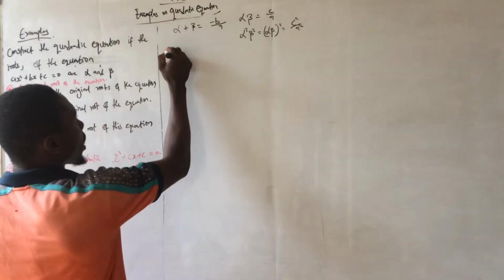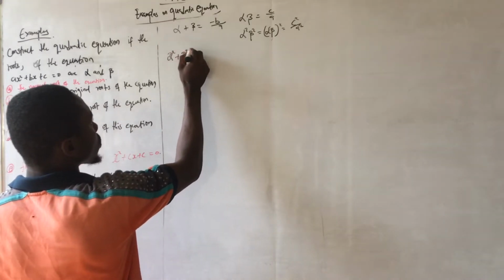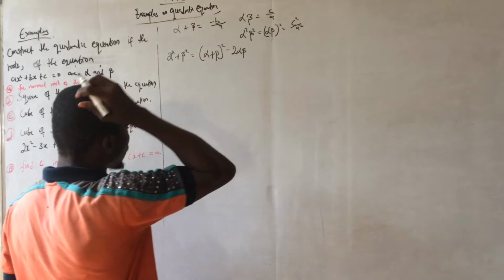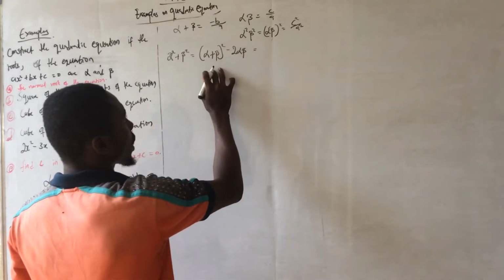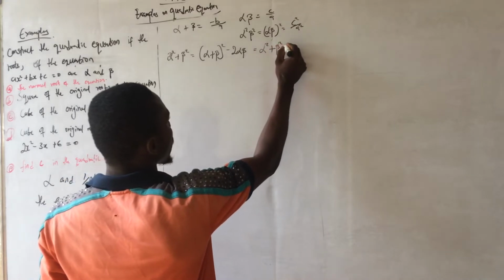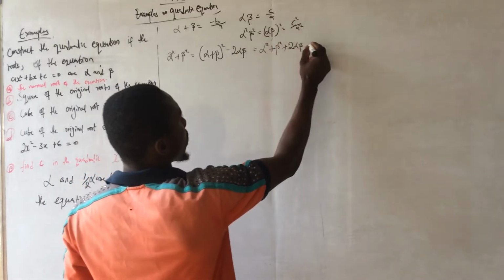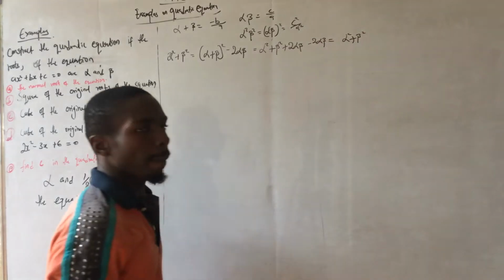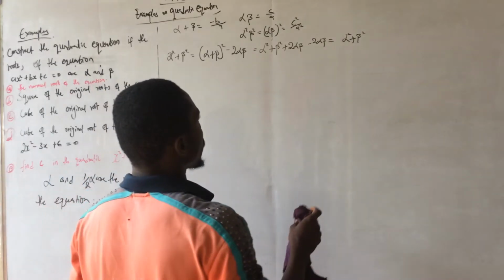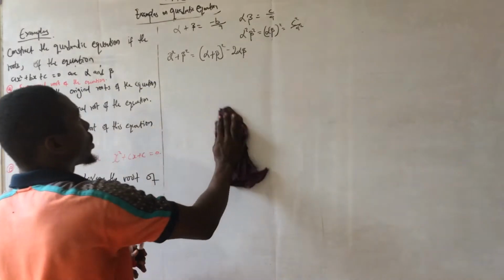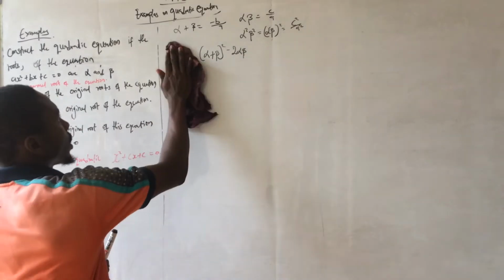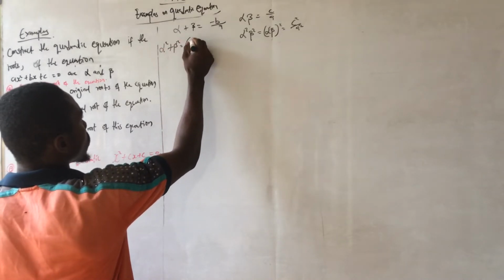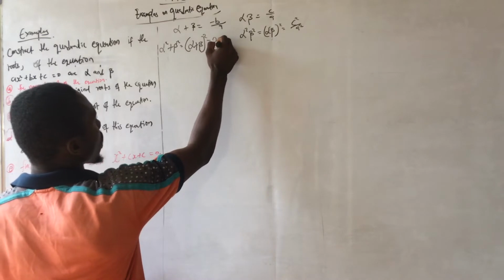Because I know that alpha squared plus beta squared is alpha plus beta all squared minus 2 alpha beta. So when we open this bracket, we have alpha squared plus beta squared plus 2 alpha beta, then minus 2 alpha beta, to be equal to alpha plus beta all squared. You see that? So this is what we are going to be using instead of this. So alpha squared plus beta squared is equal to alpha plus beta all squared minus 2 alpha beta.